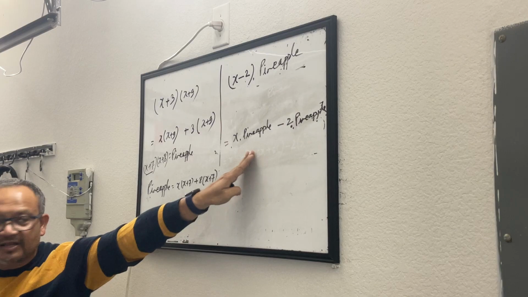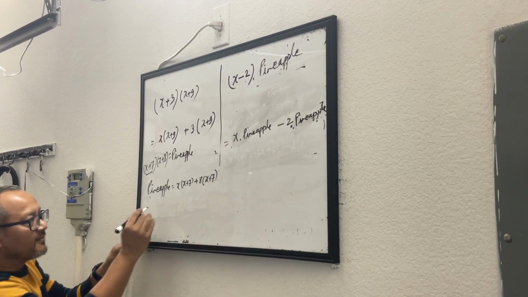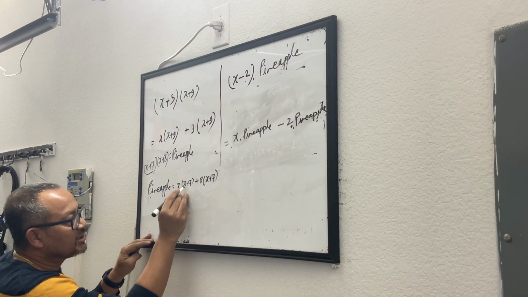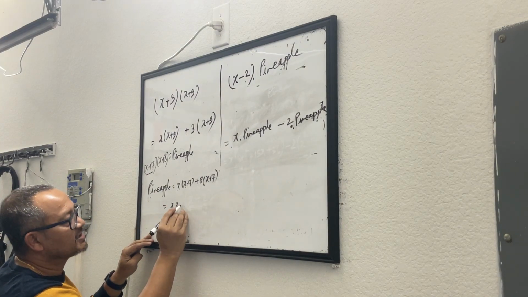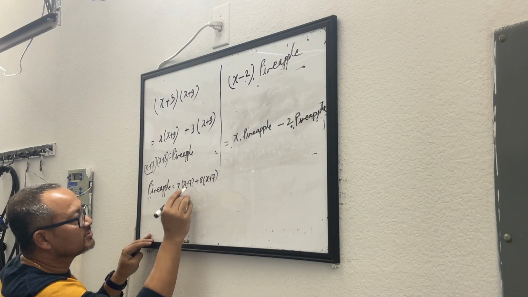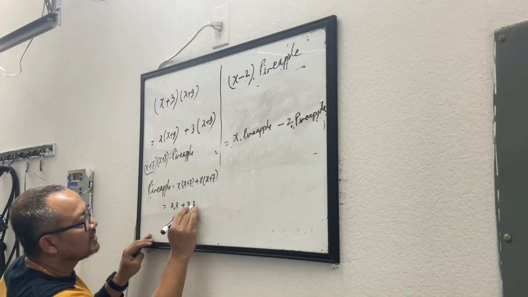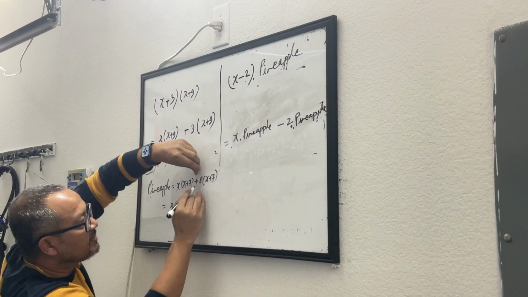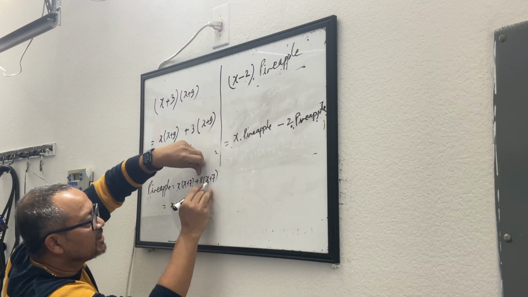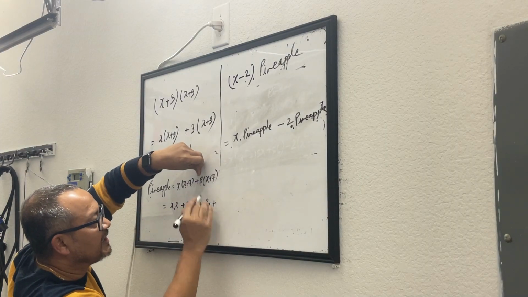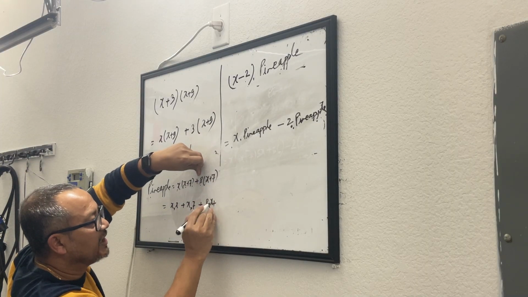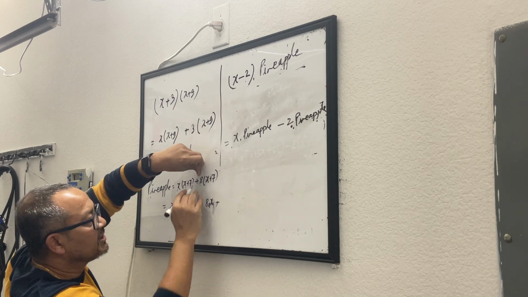So here, pineapple is coming as x into x. Let me write it in a very simple way: x into x, plus x into 7. This is done. Now coming here, plus 8 into x, then plus 8 into 7.